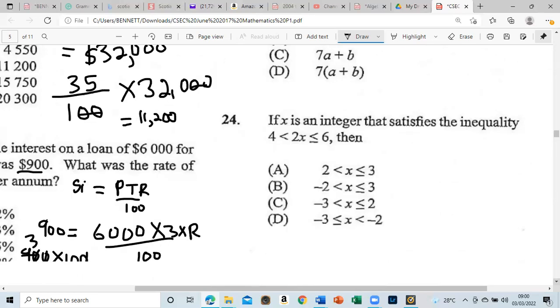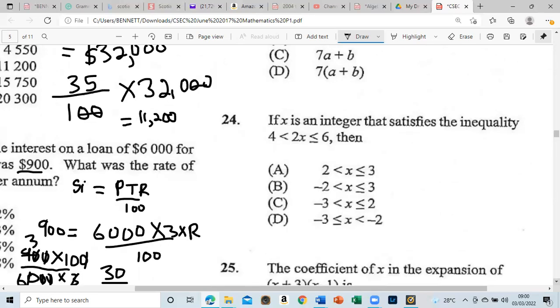Now 24. If x is an integer that satisfies the inequality, let's see what it is saying. We're going to divide both sides by 2. So that will give us 2 less than x less than or equal to 3. So that would be A.